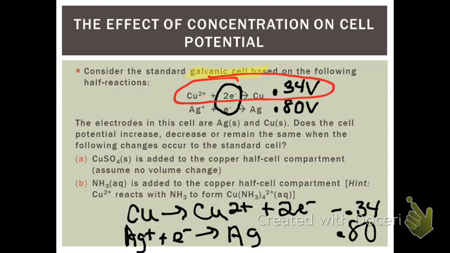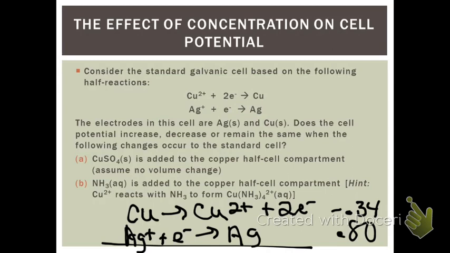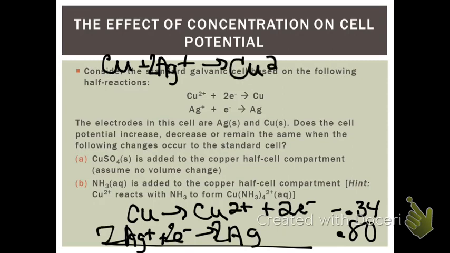But that's really not my focus right now. My focus is I need a reaction. If I can have a reaction, then I can write the Q, products over reactants. So if I write it neatly, what I end up getting is Cu plus 2 Ag+, I forgot to multiply the second reaction by 2, makes Cu2+ plus 2 Ag solid.